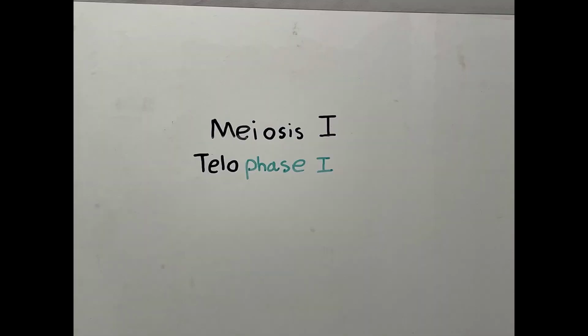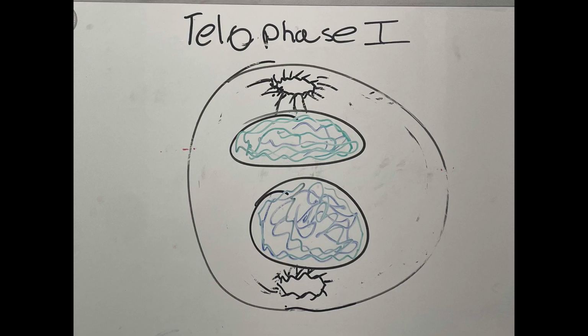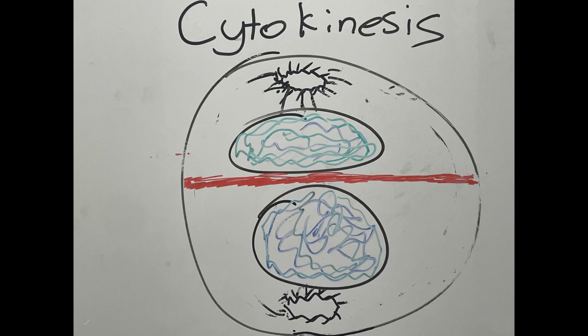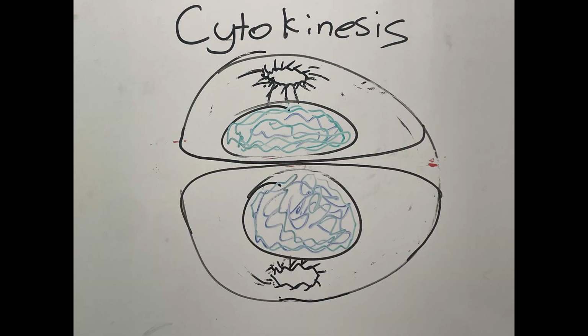Lastly, in the process of meiosis 1 comes telophase 1, which is when the chromosomes arrive at the opposite centrosomes and the nuclear membrane is formed around each set of chromosomes. Then cytokinesis occurs when the cell divides, as indicated by the red line, into 2 daughter cells, which are each haploid cells, or otherwise n=3.